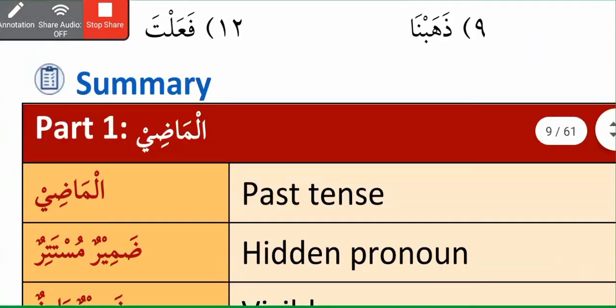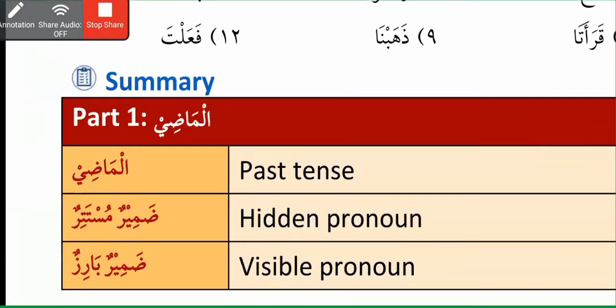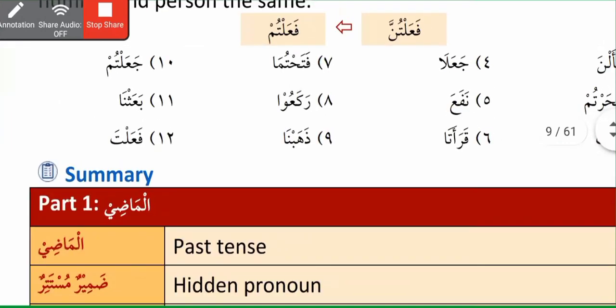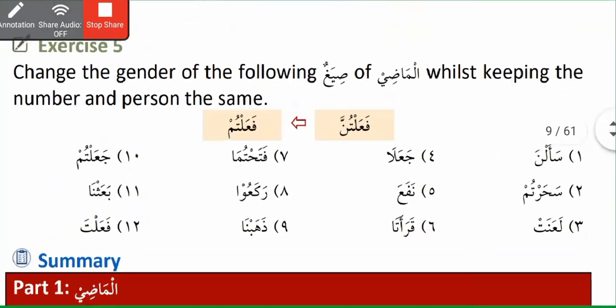Okay. So this is the summary, inshallah, for this lesson, and I think that's all for today. It's too much for one day. So the summary, the new words that we learned in this chapter are al-madi, which means past tense. Zamir mustatir means a hidden pronoun. Zamir bariz means a visible pronoun. We already know that all these are visible pronouns, like tum. Let me distinguish here.